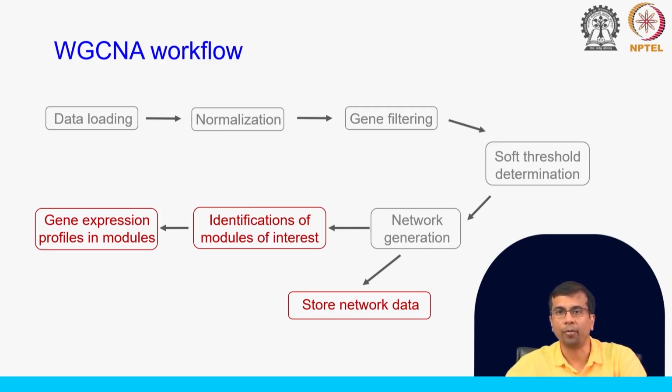We have generated the network, and there were, I believe, 18 modules in total that were identified, and these 18 modules are represented by 18 different colors, right. That is how we stored the data again. So, this is something that you can use and we can visualize the results. What we will do in this class is we can store the network data, and then we can identify modules of interest and then look into the gene expression profiles in the modules. So, what are the modules of interest?